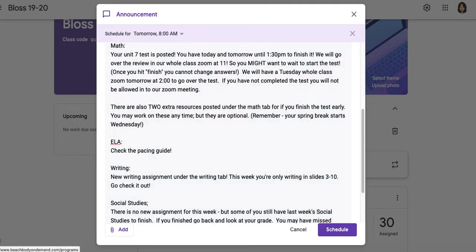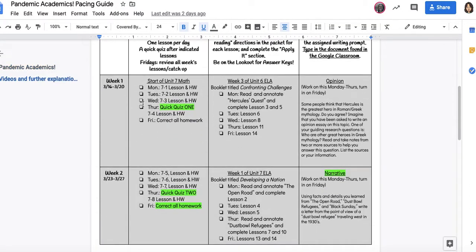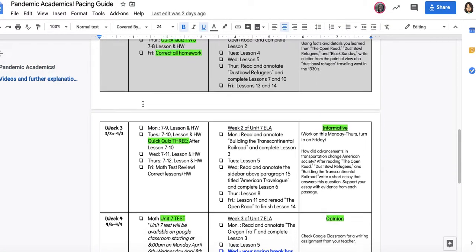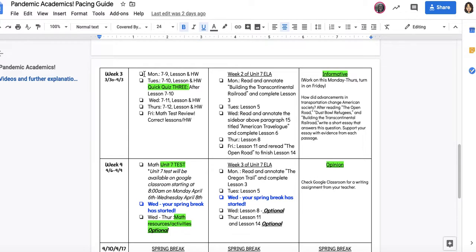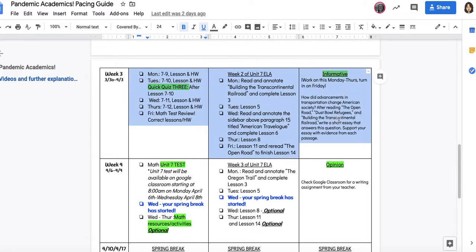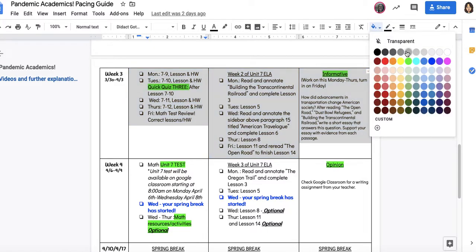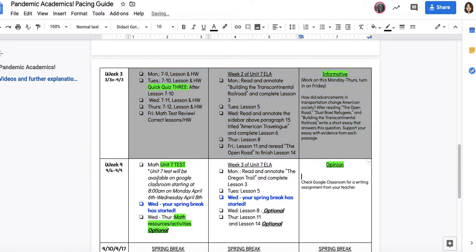ELA, check the pacing guide. Make sure you're looking at that every day. So today, we're not on week 3 anymore, so we'll make this gray. And then you're on week 4. You only have Monday, Tuesday. So ELA, you're reading the first part of Oregon Trail and annotating. So main idea and details, you're on your own for that.